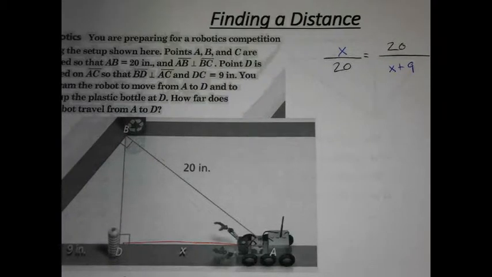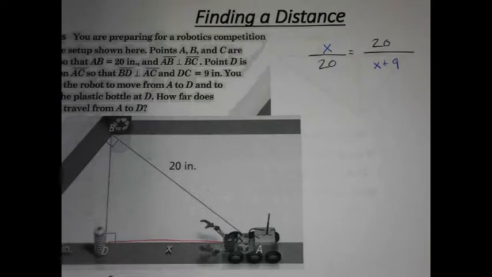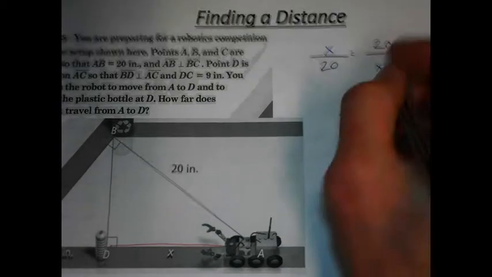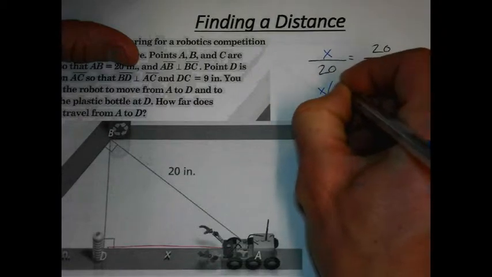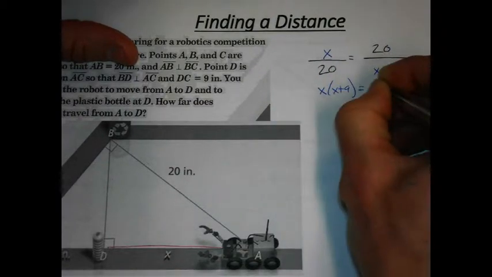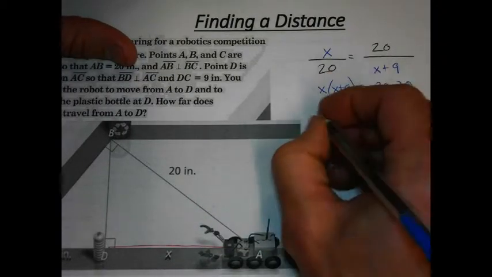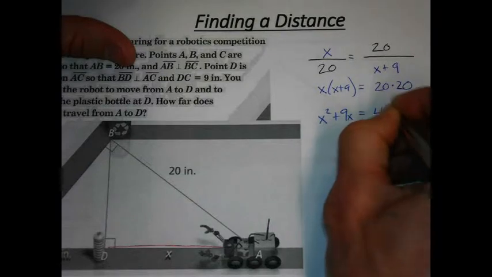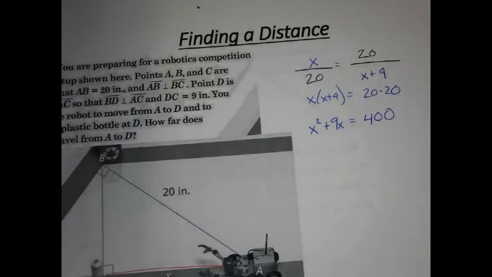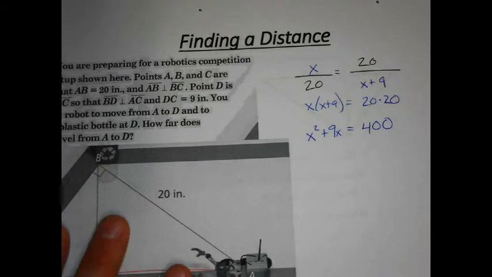The only other question is, how do we solve that equation? Well, let's cross multiply. We're going to find cross products. So we have x times x plus 9 equal to 20 times 20. Product of the means is equal to the product of the extremes. Now we can use the distributive property: x squared plus 9x equals 400. And so that's about where we are. How in the world will that work?